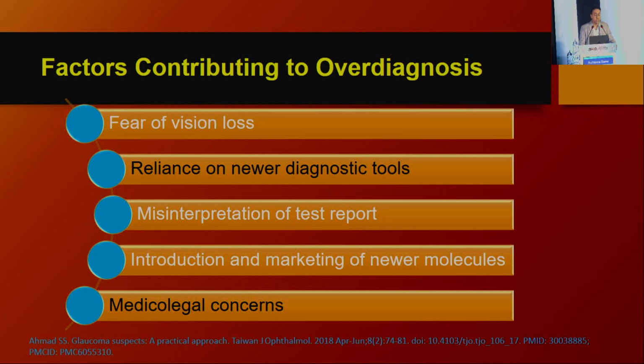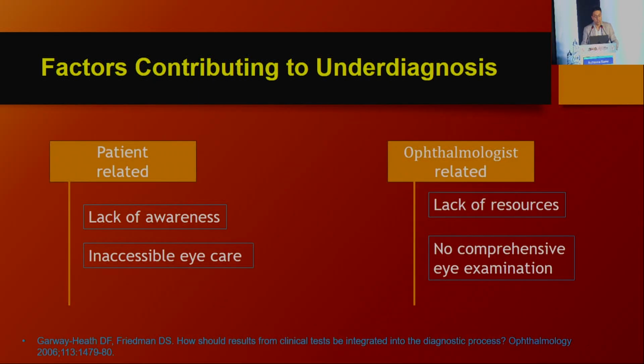What are the factors contributing to overdiagnosis? It will be the fear of loss of vision, reliance on newer diagnostic tools, misinterpretation of the test report, introduction and marketing of newer molecules, like so many drugs that are told to be neuroprotective agents, but it is still under debate, and last but not least, medicolegal concern.